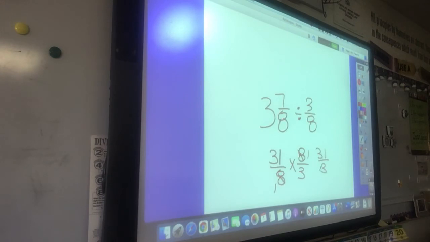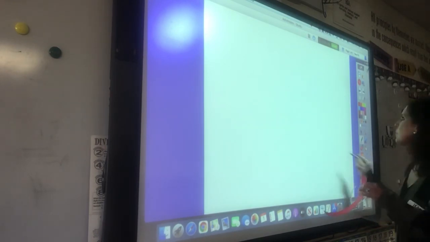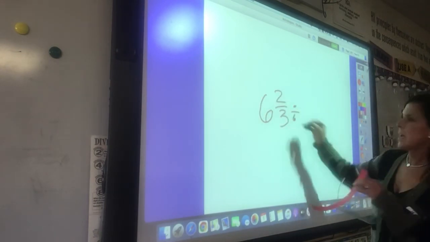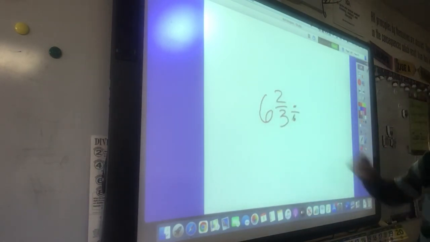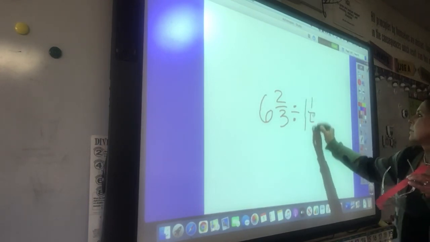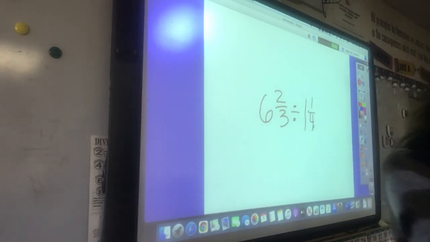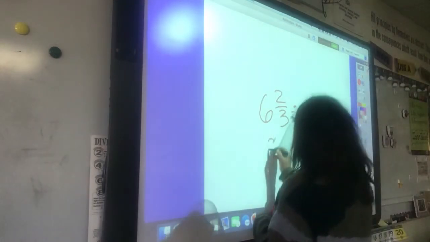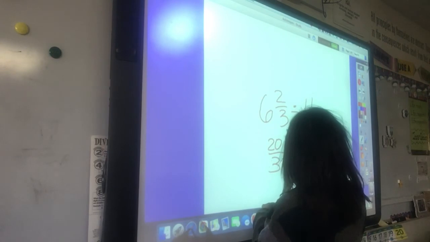Okay, and then let's do 2 mixed numbers. And again, this is the one that you can easily get mixed up on because you forget to flip the second one. So just always remember, if you've got 2 mixed numbers, you've got to flip that second one. So let's do 6 2/3 divided by 1 1/4. The first thing we need to do is switch the 6 2/3 to an improper fraction. Brock? 20 thirds. Okay, then we change.